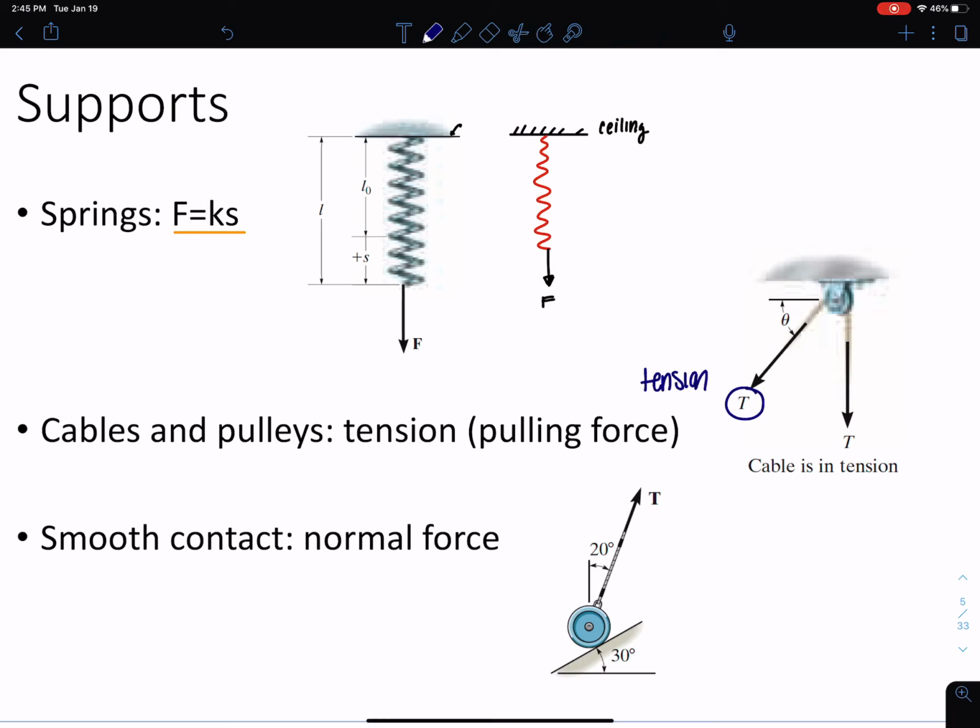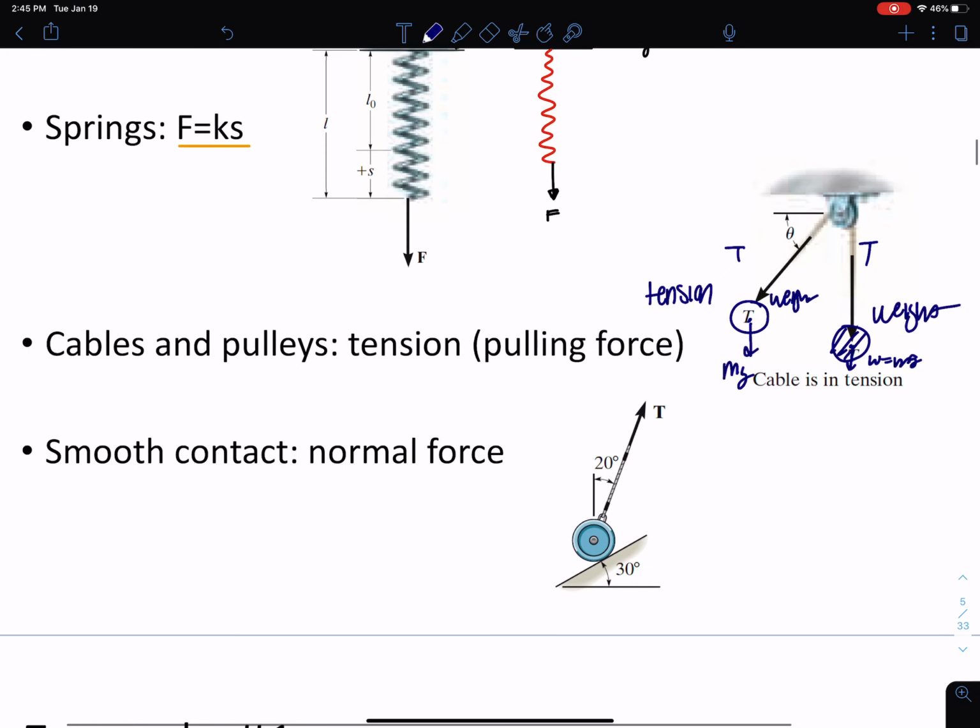Okay, and this is a pulling force, right? So if you can imagine I have some type of weight here, and I have another weight here, and they're both pulling down with their weight, W equals mg. You can see how these cables are going to be in tension. So we say the force in those cables is just T, or the tension force.